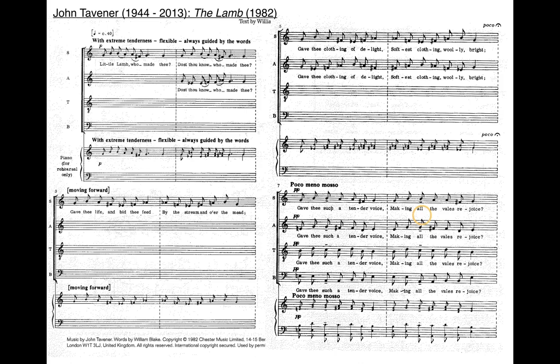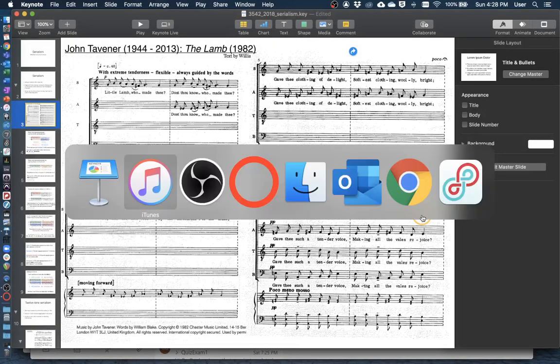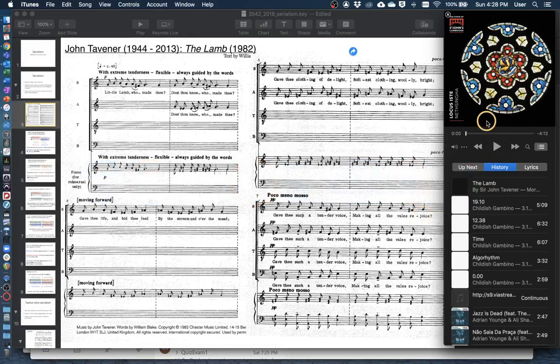So I'd like to start with a really amazing choir piece by John Tavener from the early 1980s as an example of the use of a series. And I have an audio file here on my iTunes that I can use to generate the playback, which is awesome.